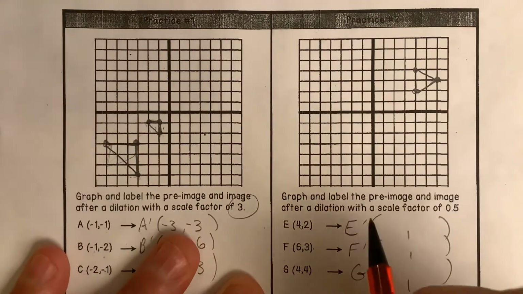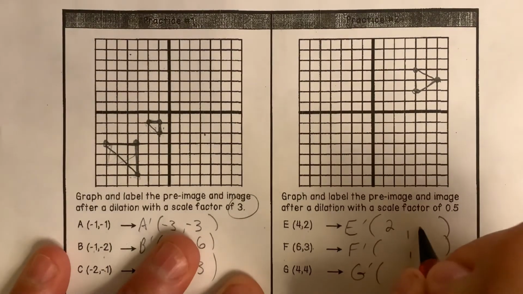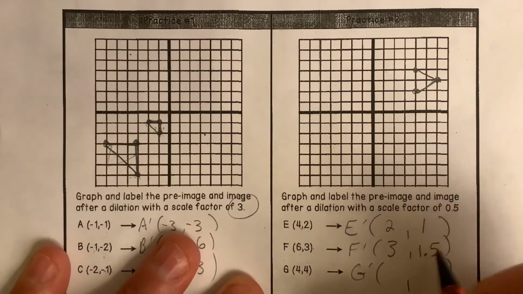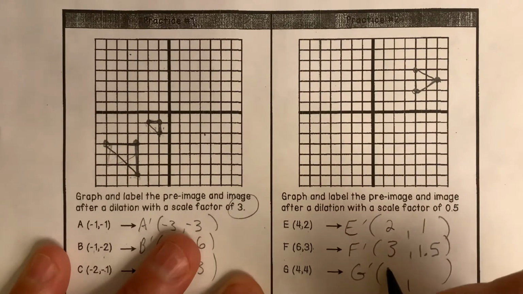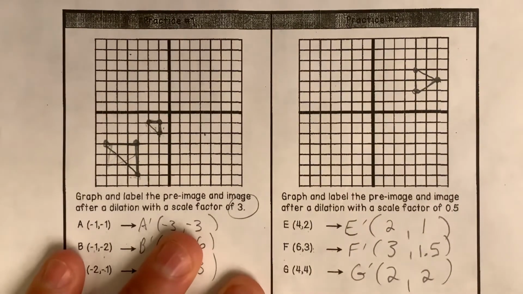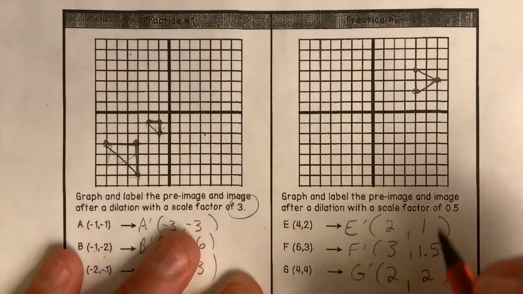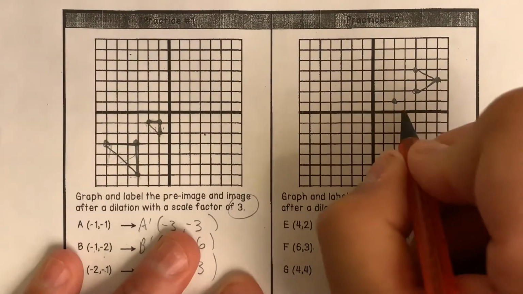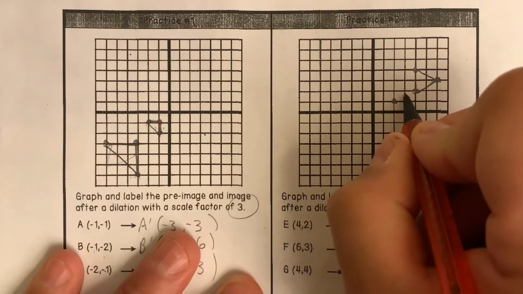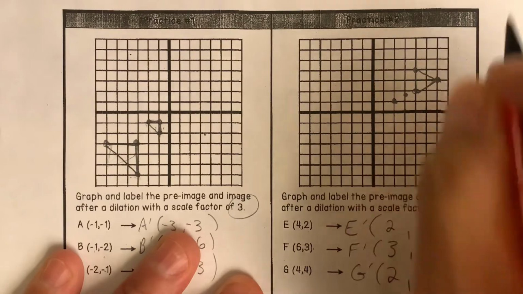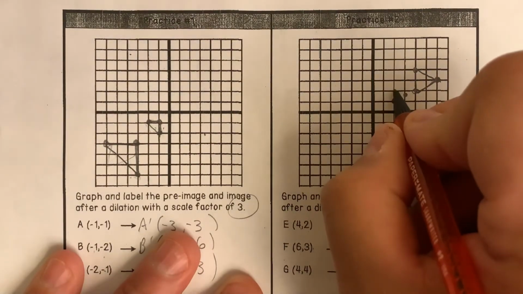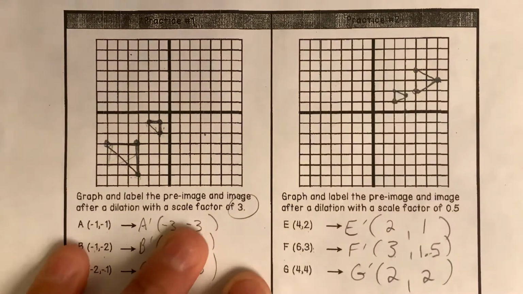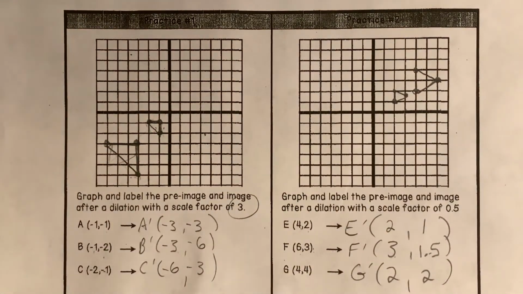Let's see what we got here. We're going to take half of this. So half of 4 is 2. Half of 2 is 1. Half of 6 is 3. Half of 3 is 1.5. Then half of 4 each time is 2. So let's take these and plot them. 2, 1. Right there. 3, 1.5. 1, 2, 3. 1.5 is right here. And then 2, 2. 2, 2's right here. Look at how tiny that thing got. There we go. And there's our final triangle.